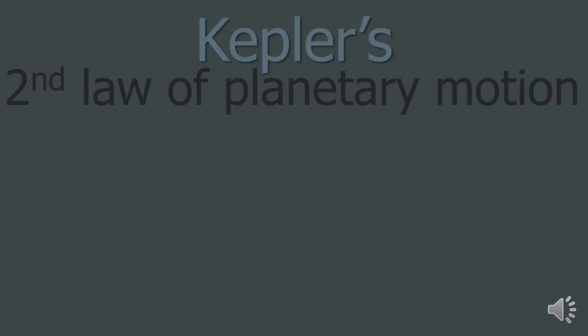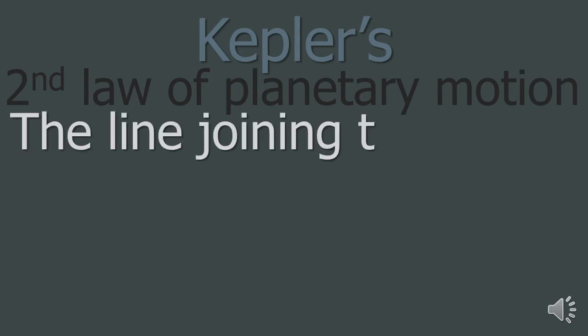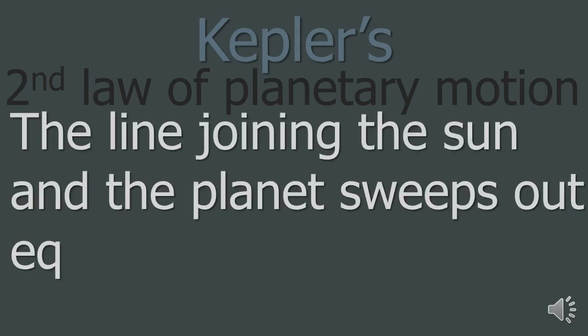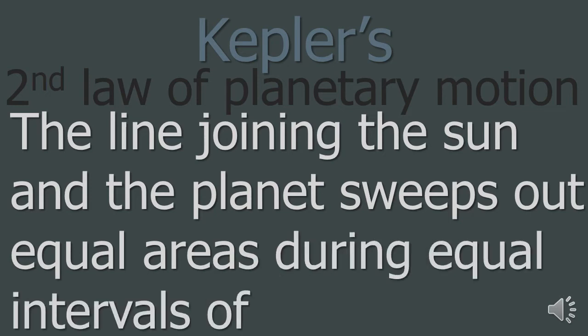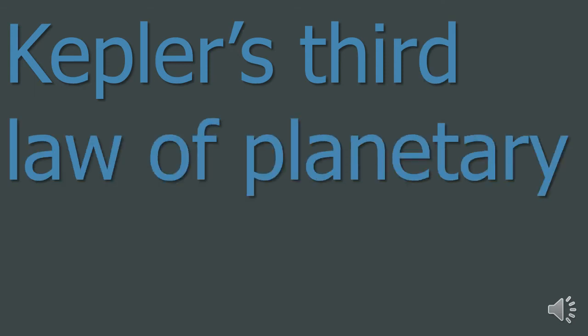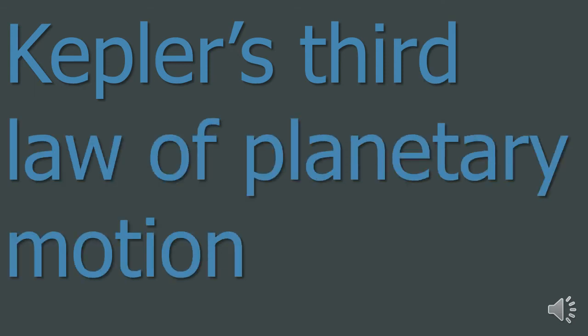So back to the definition. The line joining the Sun and the planet sweeps out equal areas during equal intervals of time. That's Kepler's second law of planetary motion. 3. Kepler's third law of planetary motion. This law was made much later, but is just as interesting.